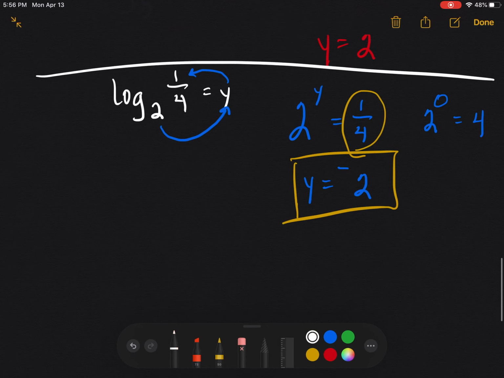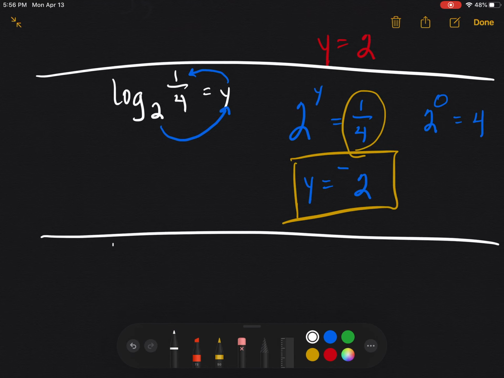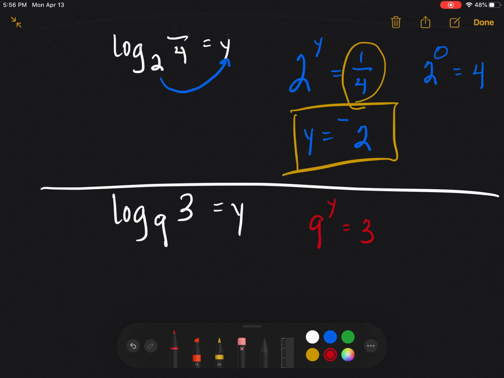Okay, we're going to do one more. Log base 9 of something is 3. So what's my exponent going to be? Well, 9 to what power equals 3? Now you might be thinking 2, but 9 squared is not going to be 3. It's going to be 81. However, if you process through it a little bit, you'll see that 9 to the 1/2 equals 3.